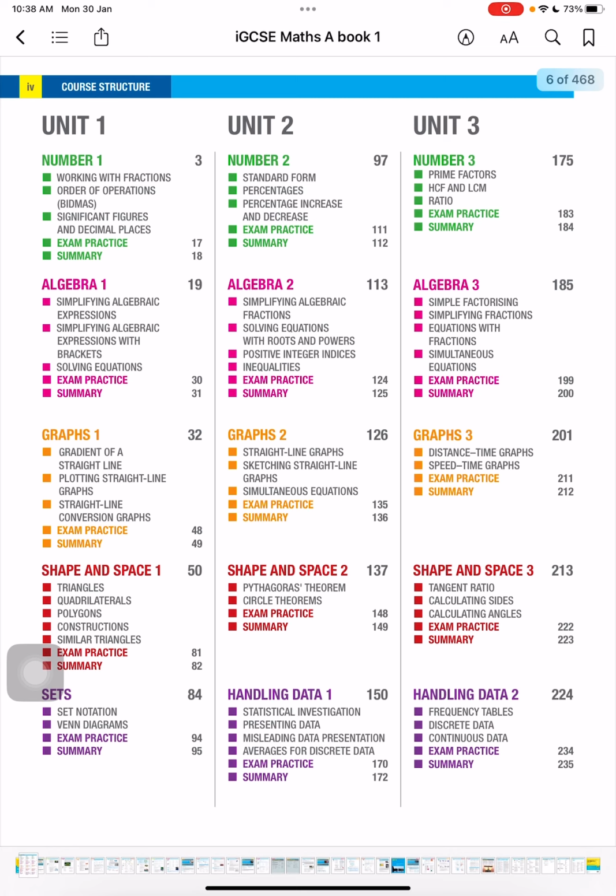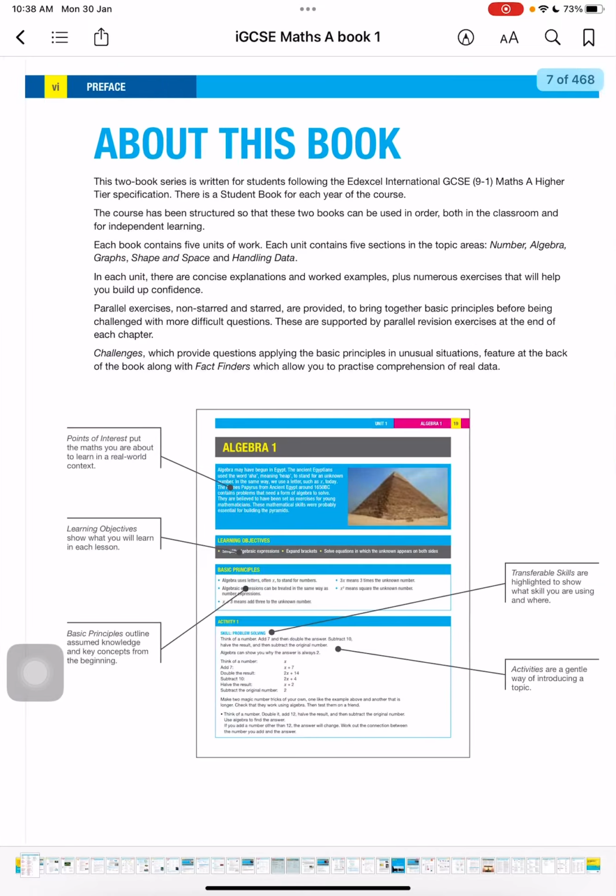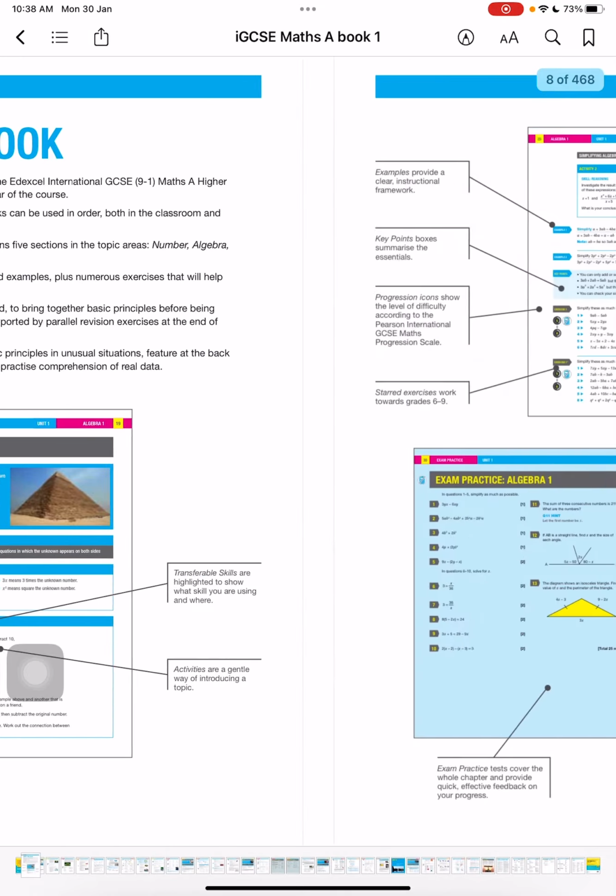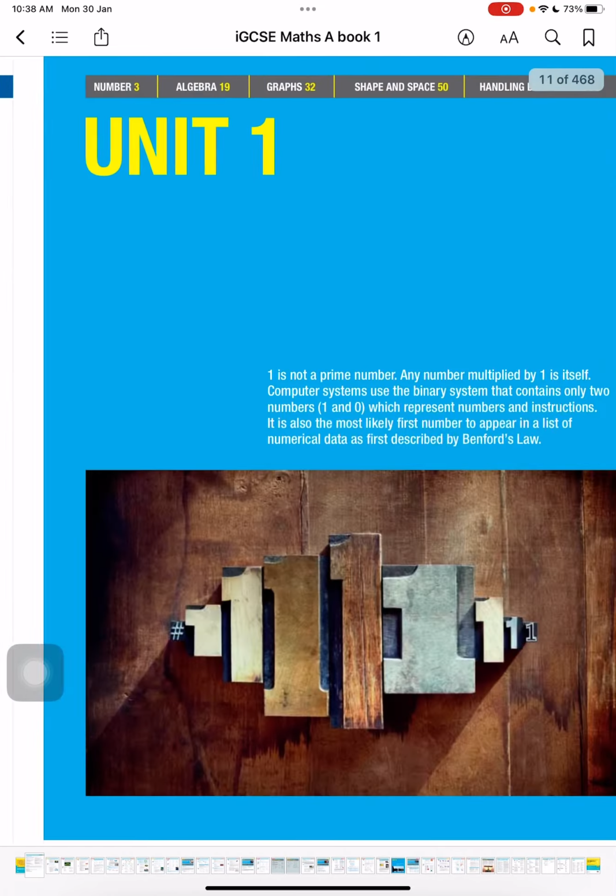There will be questions as well as exam practices, which I will be doing together with you, so you can not only see the answers but the steps involved as well, just to double check your working. So with that, let's proceed with the first part of this chapter.